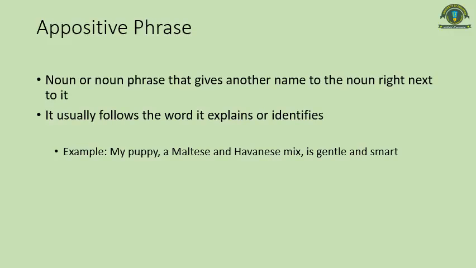Let's go on to the appositive phrase. An appositive is a noun or noun phrase that gives another name to the noun right next to it. An appositive phrase usually follows the word it explains or identifies, as in this example: my puppy, a Maltese and Havanese mix, is gentle and smart. The phrase a Maltese and Havanese mix is an appositive describing my puppy.